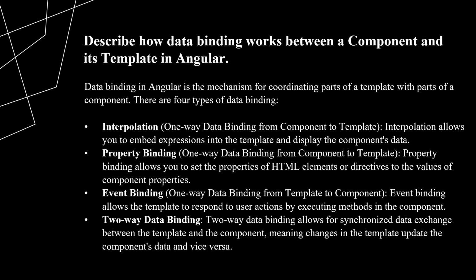Property binding, one-way data binding from component to template. Property binding allows you to set the properties of HTML elements or directives to the values of component properties. Event binding, one-way data binding from template to component. Event binding allows the template to respond to user actions by executing methods in the component. Two-way data binding. Two-way data binding allows for synchronized data exchange between the template and the component, meaning changes in the template update the component's data and vice versa.